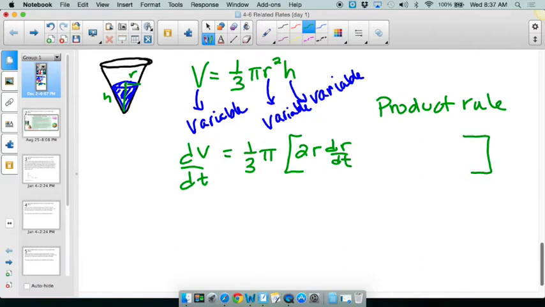And then I have to multiply that times the other variable h. So derivative of the first times the second, plus the first, r squared, times the derivative of the second. What's the derivative of h? dh/dt. That's like saying what's the derivative of x, and that's just 1. But since it's implicit, it's 1 times dh/dt. So there's the derivative when both r and h are changing, and we can't find a relationship between the two. Okay?